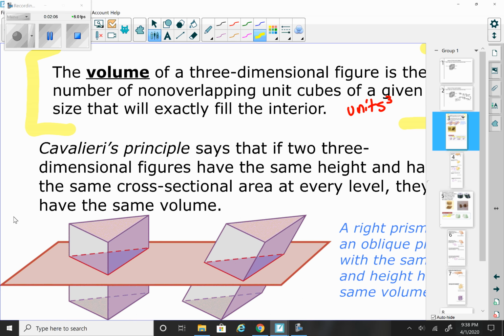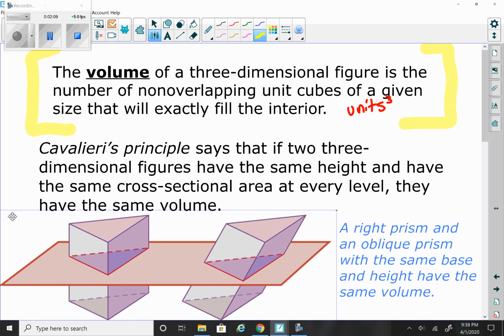Volume, what is volume? Volume of a three-dimensional figure is the number of non-overlapping unit cubes of a given size that will exactly fit the interior. Okay, so it's like you're filling up the shape, the space that it takes up. Our units are going to be to the third power. Again, area and surface area, your units are squared. Volume, your units are cubed.